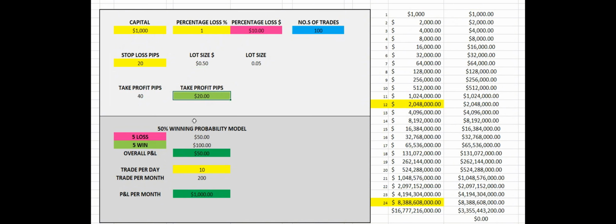So we use a 50% winning probability, where in one day you execute 10 trades. But just now in the example, there are 14 trades per day. Okay, 14 trades per day. So over here, you can see if you lose 5 trades, it will be $50. 5 winning trades, 5 times 20 will be $100. So overall, you minus it, you will be profiting $50 for every 10 trades.